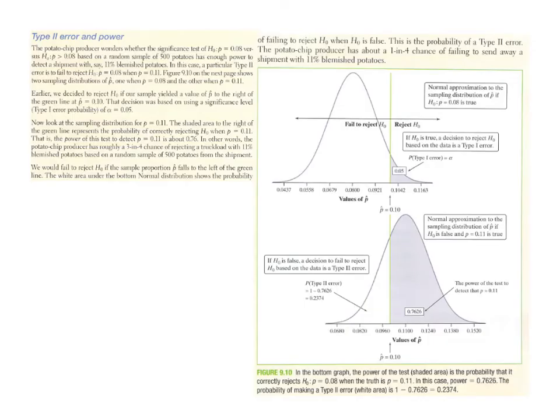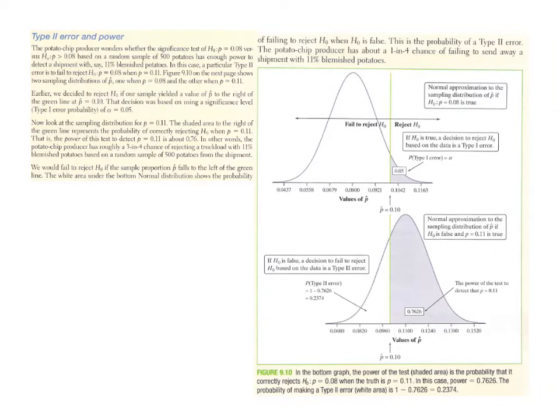So let's look at what we have going on here. This is our potato chip example again. The potato chip producer wonders whether the significance test of the null hypothesis where p equals 0.08 versus the alternative hypothesis where p is greater than 0.08, based on a random sample of 500 potatoes, has enough power to detect a shipment with, say, 11% blemished potatoes. So is the test good enough to detect that? In this case, a particular type 2 error is to fail to reject that null hypothesis when the actual value is 0.11, failing to reject the null hypothesis when they really should.